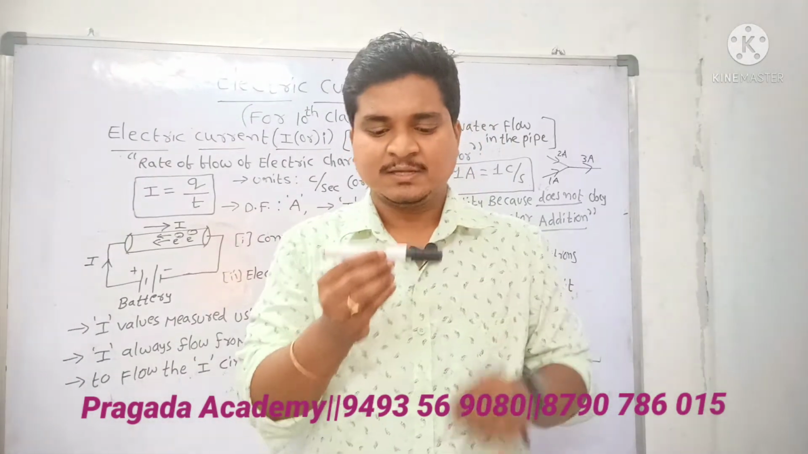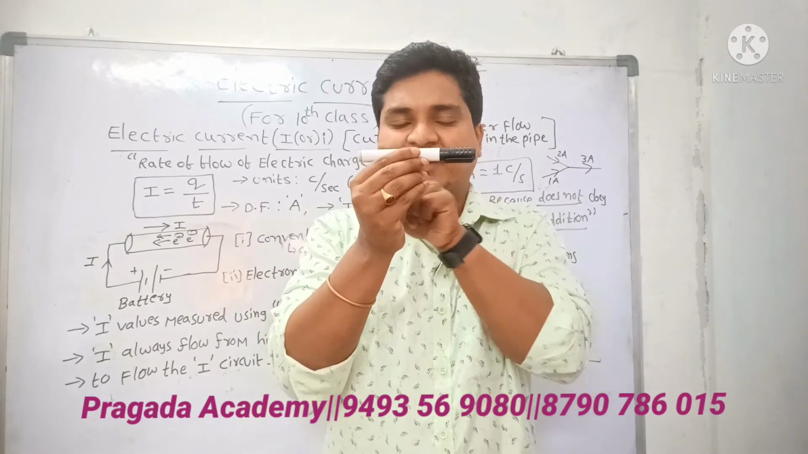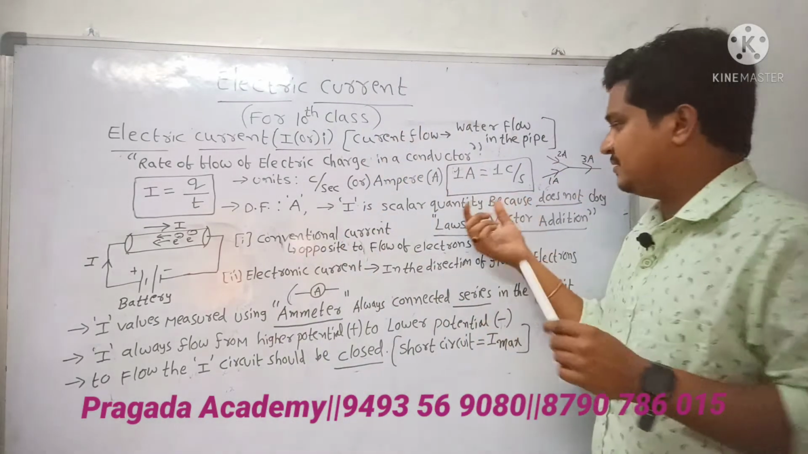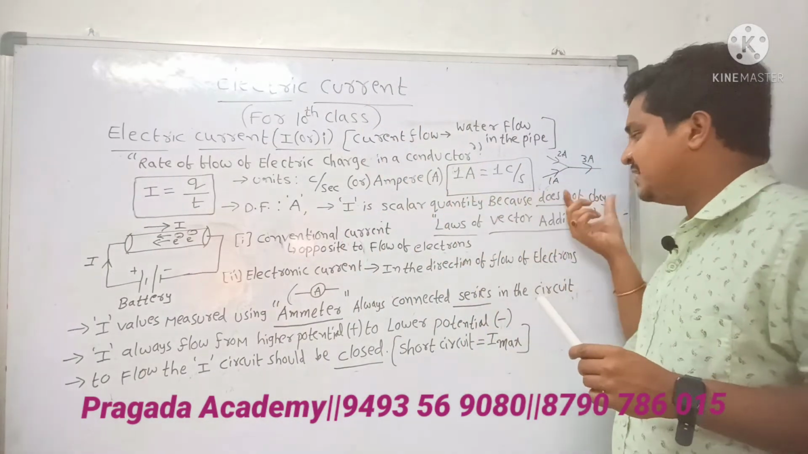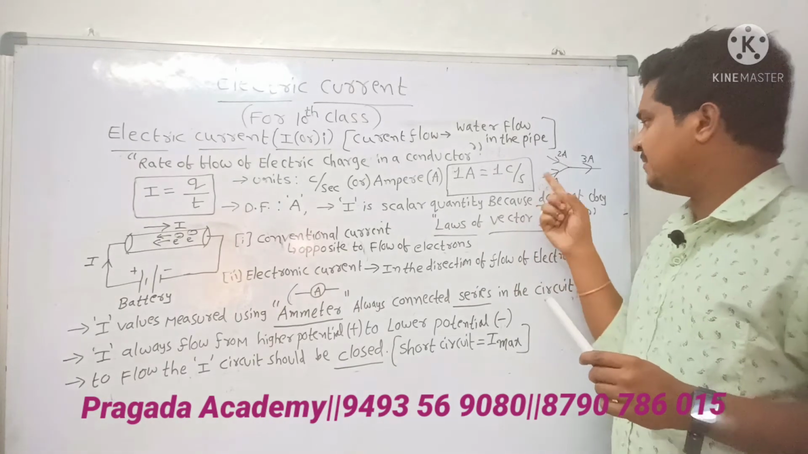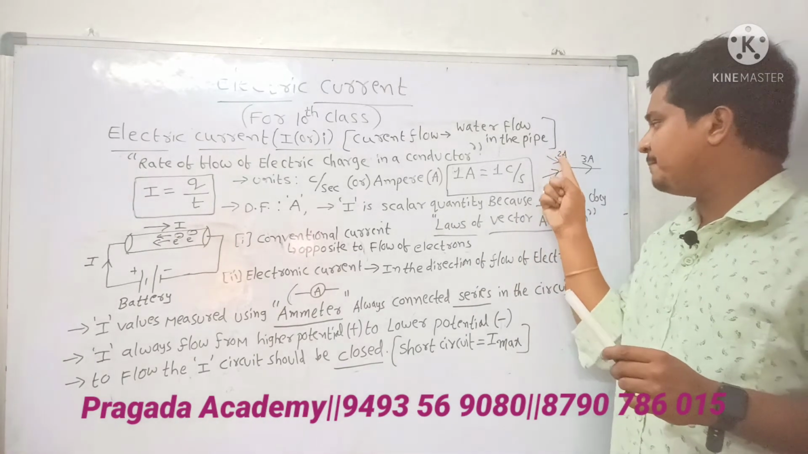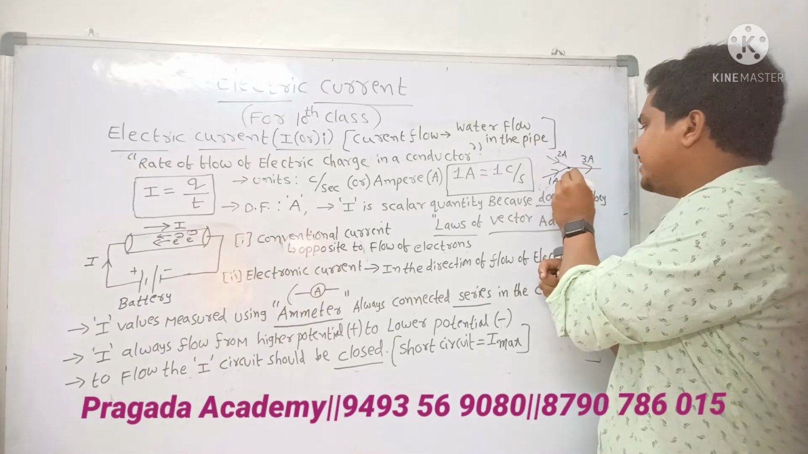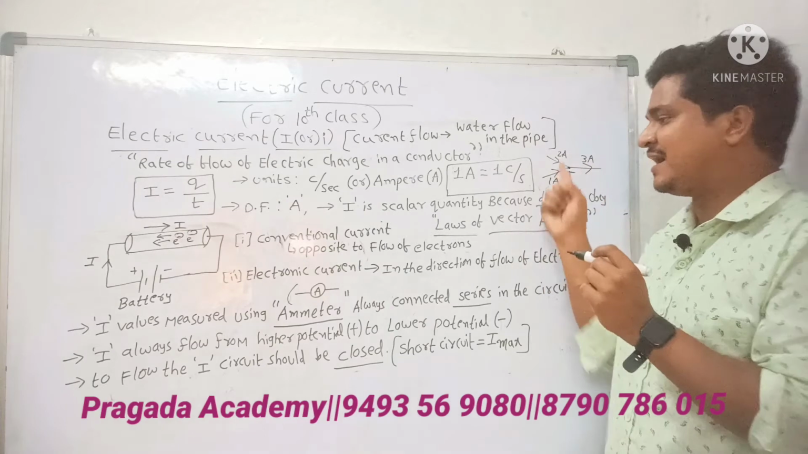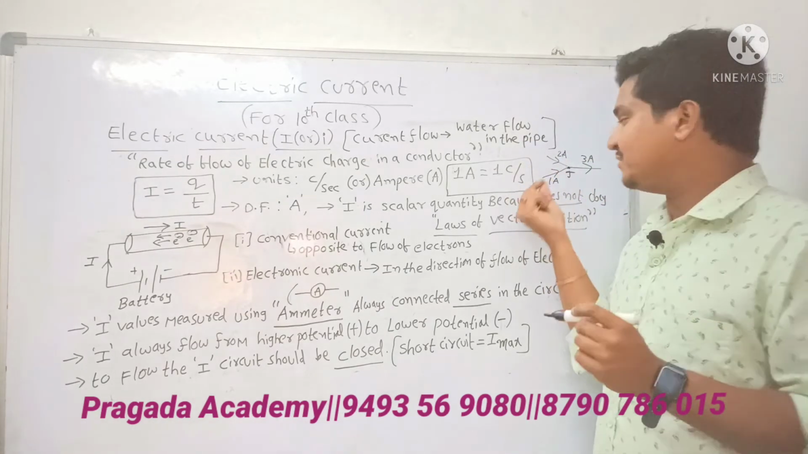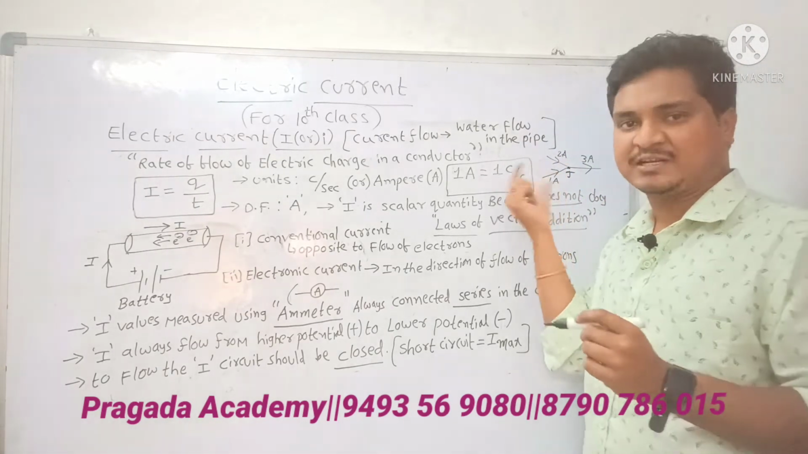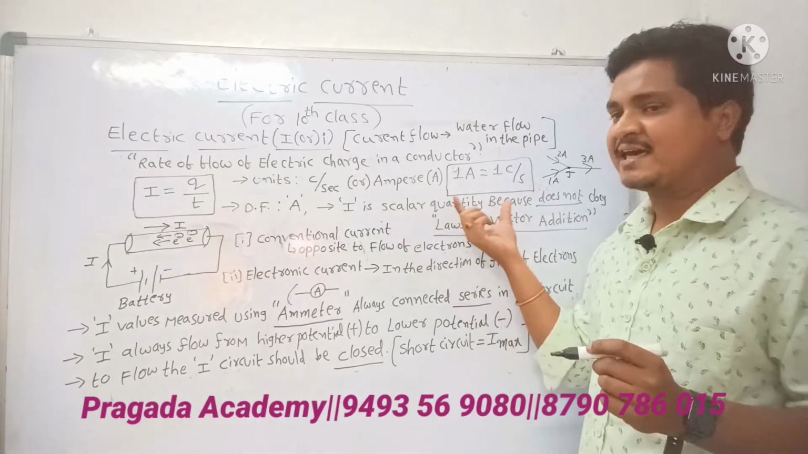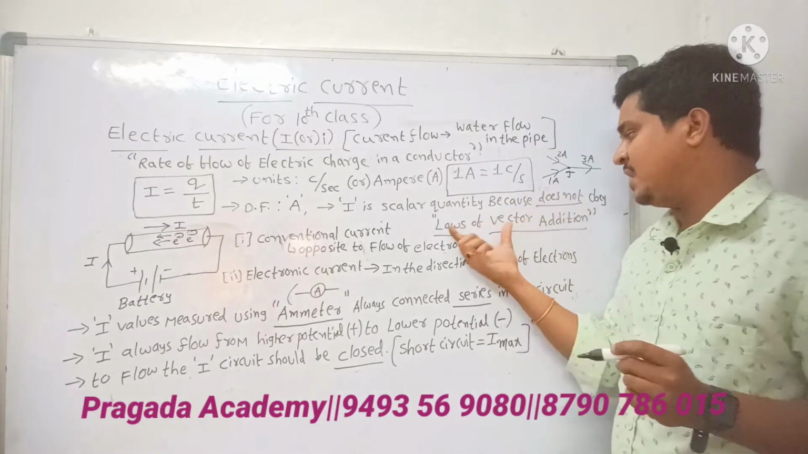See, if you observe the current flowing in the wire, current has some direction and magnitude, but it is not a vector. Why? Because the current does not obey laws of vector addition. Suppose we have 2 ampere and 1 ampere moving towards a junction, then outside you will get 3 ampere, 2 plus 1 is 3. This is algebraic addition. For vector addition, we need to take the angle and apply the parallelogram law of vector addition. That's why current is a scalar quantity, because it does not obey laws of vector addition.